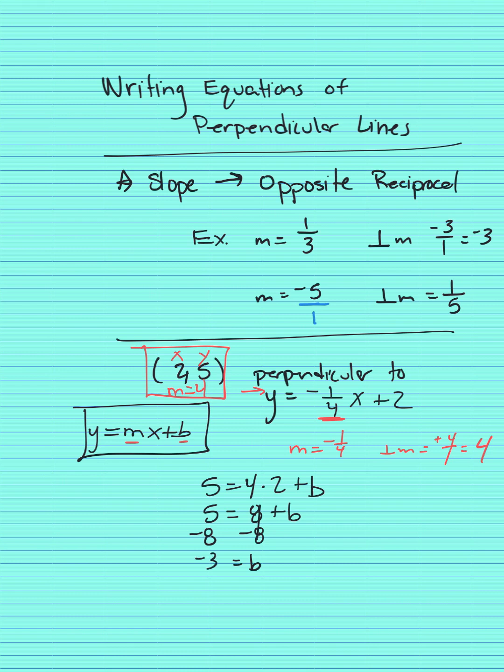So now I know my slope is 4. I know my y-intercept is -3. So now I can write the equation of my new line that I wanted. y equals 4x minus 3. Or you can say plus -3.